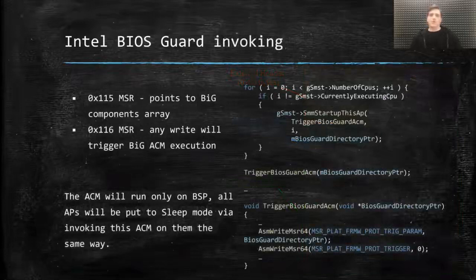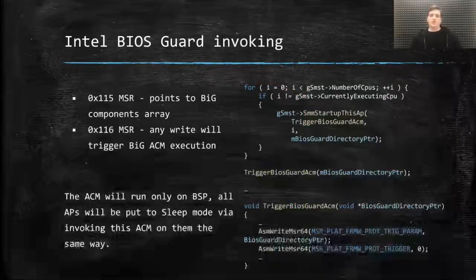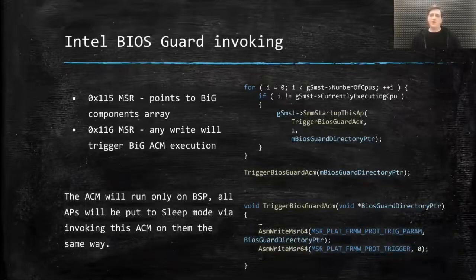As we mentioned before, all those components are stored inside the BIOSGuard directory. The pointer to the BIOSGuard directory should be passed via MSR 115. Once the configuration is prepared, the BIOSGuard ACM can be invoked via the triggering MSR 116 by performing any write operation to it. This can be done only from SMM. You can see this procedure implemented in the BIOSGuard services module.